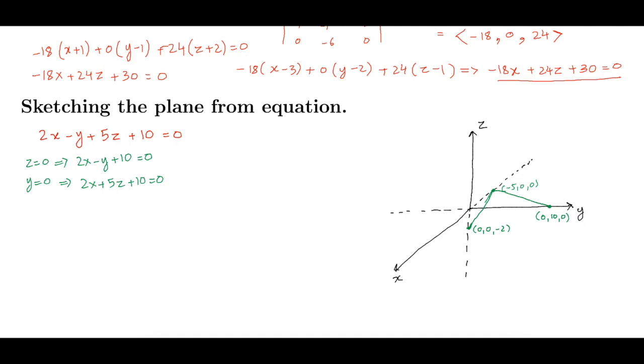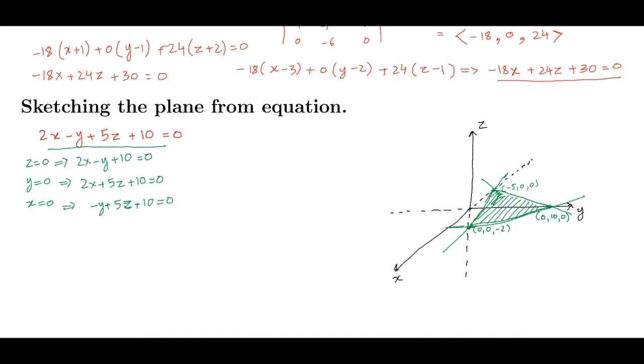Okay, and if you put x equal to 0, you will get minus y plus 5z plus 10 equal to 0, and you will get the exact same intercepts. If you put y equal to 0, you get z equal to minus 2. If you put z equal to 0, you get y equal to 10. So you have this as the trace. Okay, so this is my plane of interest here. This equation corresponds to this plane here.